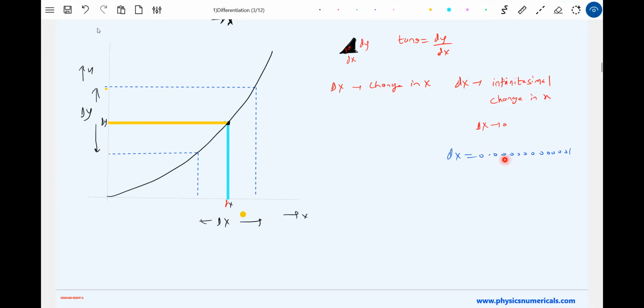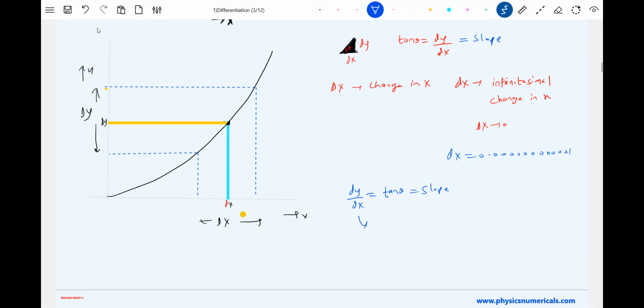Fine. So the ratio of that, then correspondingly a small infinitesimal change in dy. The ratio of those two is now tan theta, which is nothing but the slope. So what is dy by dx? The slope of the tangent drawn in the yx graph. How do you define dy by dx? Tan theta, which is nothing but the slope.